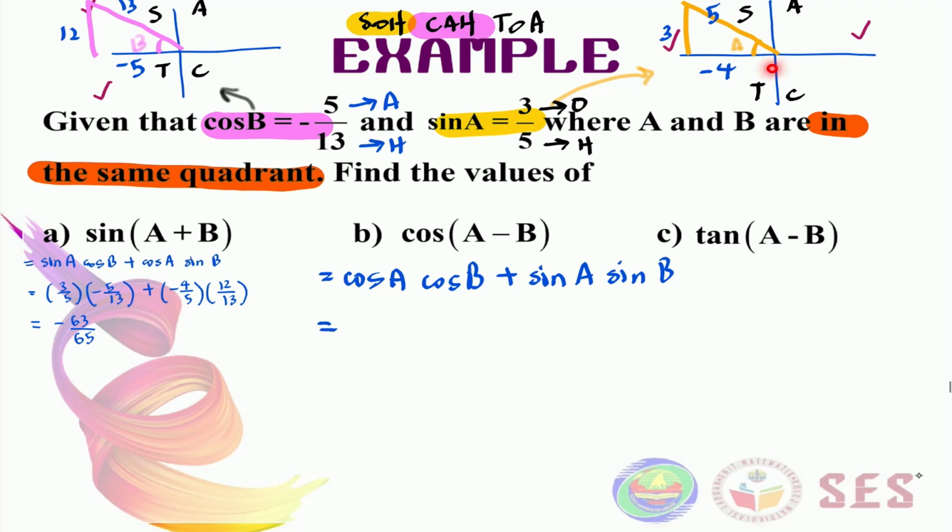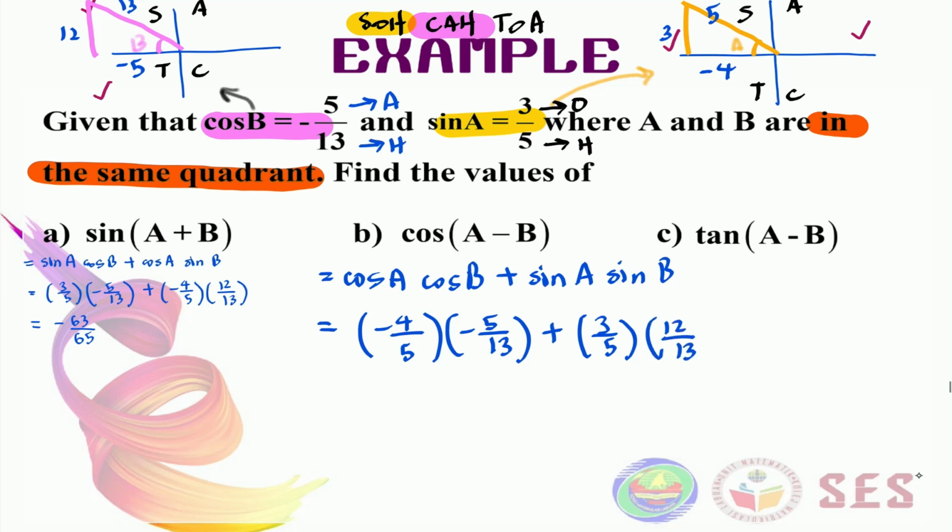So from triangle A here, cos is adjacent divided by its hypotenuse. So adjacent is minus 4 and its hypotenuse is 5. For cos B, they given you that in the question here. So minus 5 over 13 plus sine A, again given in the question, so 3 over 5. And for sine B, let's look at its triangle here. Sine is opposite divided by hypotenuse. So sine B is equals to 12 over 13. Now put this in your calculator and your answer should be 56 over 65.